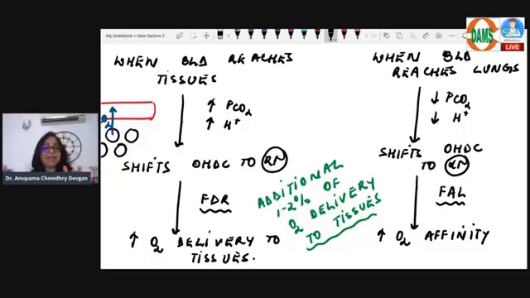Again, helpful, isn't it? This shift of the oxygen hemoglobin dissociation curve to the left is helping the hemoglobin to pick up more oxygen, right? At the level of the tissues, a rightward shift is helping in delivery of oxygen to the tissues. At the level of the lungs, there is going to be increased oxygen affinity of the blood, right? So this is what is known as the Bohr's effect. A rightward shift at the level of the tissues and a leftward shift at the level of the lungs.